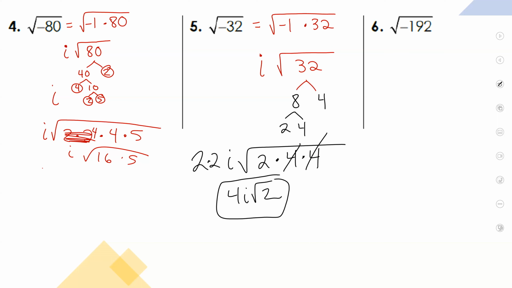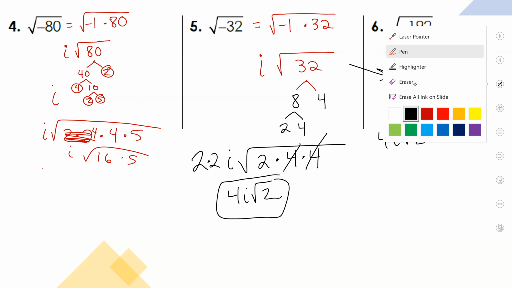Make sense? Okay, you could have also done i square root of 32. You could have done 2 and 16. The square root of 16 is 4, and you just have the square root of 2. So you get the same thing. Okay? All right, let's do the next one.